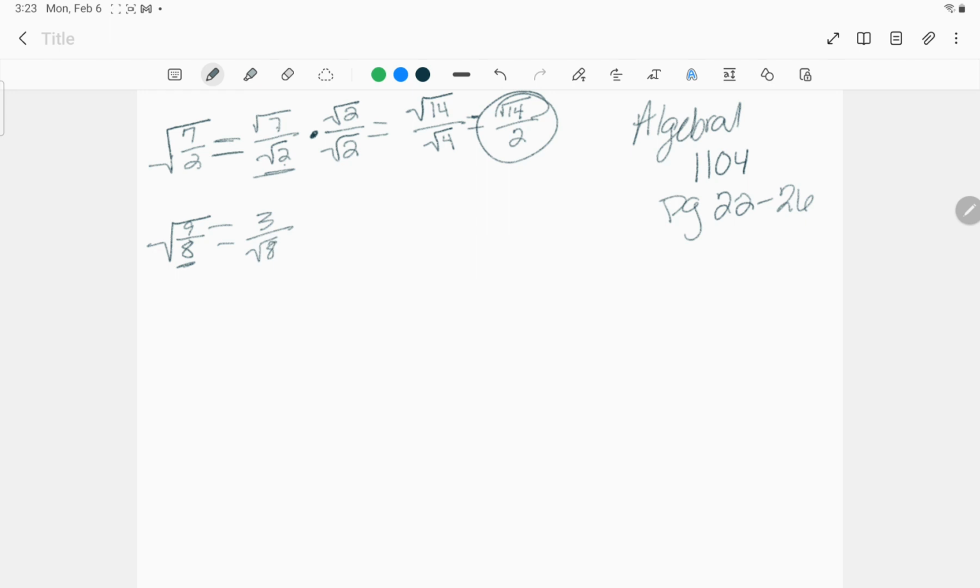So now what are we going to multiply both the top and the bottom by? We're going to multiply by the square root of 2. Notice we're not multiplying by 2. We're multiplying by the square root of 2. There is a difference. All right, so we're going to do 8 times 2, which is 16, all under the square root, over 3 times the square root of 2. So what's the square root of 16? 4. So 3 times the square root of 2 over 4. And can this go anywhere else? No, it cannot. So that is your final answer.